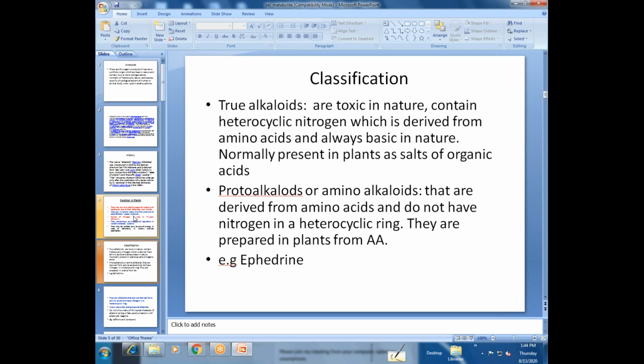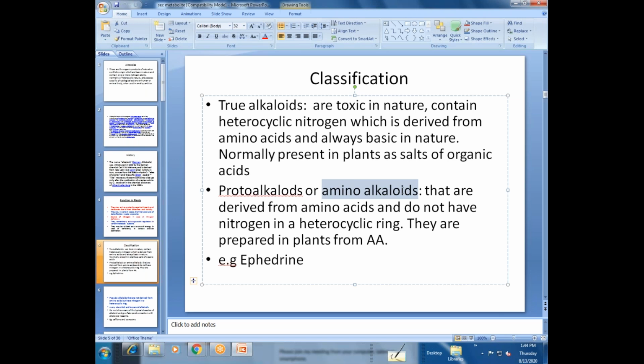Next one is protoalkaloids, which we call by another name, amino alkaloids. What we call protoalkaloids or amino alkaloids.